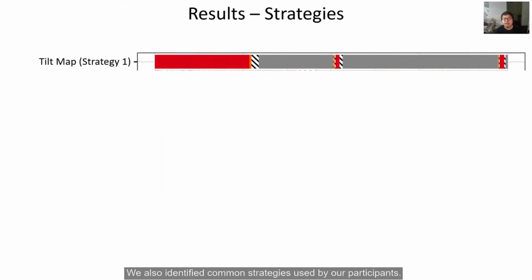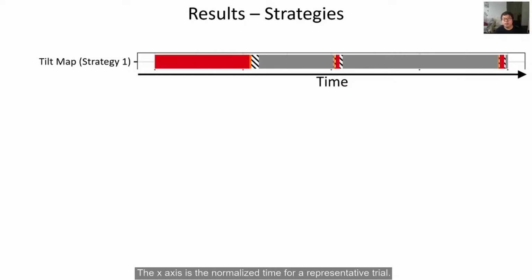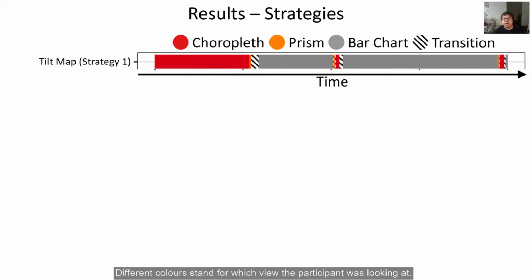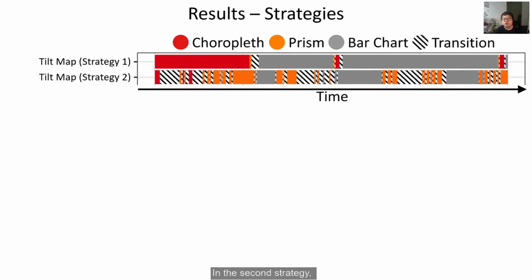We also identified common strategies used by our participants. We used representative trials to demonstrate the strategies. The x-axis is the normalized time for a representative trial. Different colors stand for which view the participant was looking at. The first strategy was only looking at Carplas map and the bar chart. In the second strategy, we can see participants frequently switching between views.